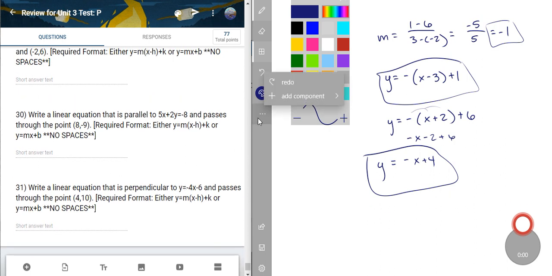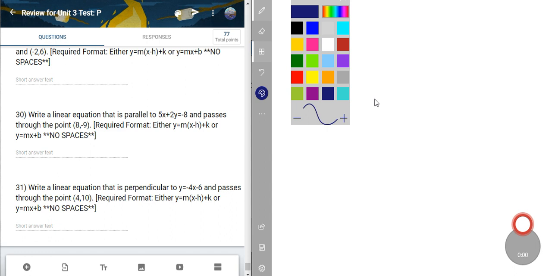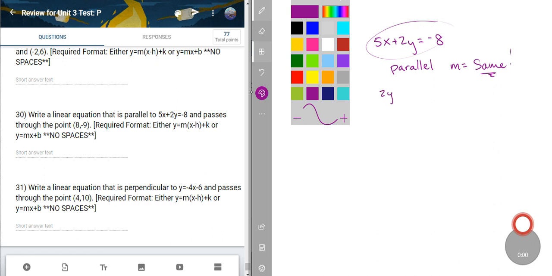Yes, all right, we're going to do a parallel one. We're going to do a perpendicular one. So kind of the same approach to start. You've got a linear equation, 5x plus 2y equals negative 8. We want to be parallel. That's our key. So parallel tells us the slope is the same. So what's my slope of this line? I'm going to go ahead and subtract the 5x, divide by 2. And so there's my slope.